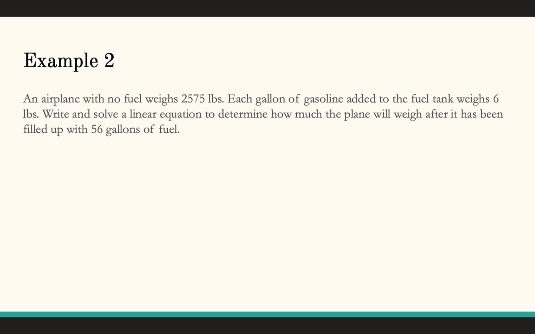This problem is a little bit easier. Example 2. We can see here that an airplane with no fuel, so our starting point is 2,575 pounds. So starting point, that's going to be our y-intercept. The starting point is always the y-intercept. Each gallon of gasoline added to the fuel tank weighs 6 pounds. Okay, so that is our rate.